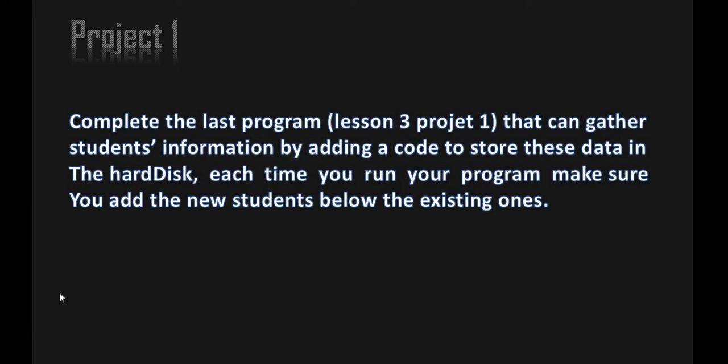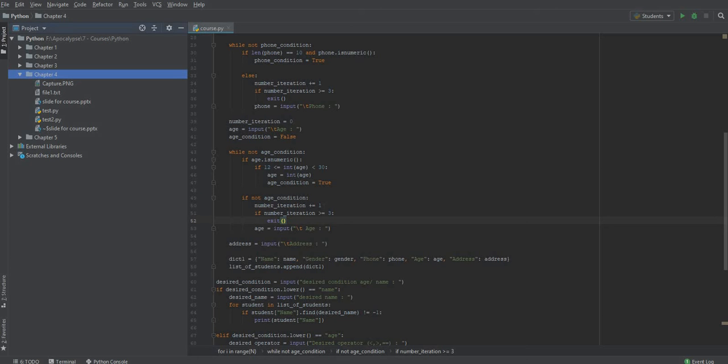Today we're gonna try to make a solution for the first project that we talked about in the last lesson, right? In this project we have to complete the program of the lesson tray, a program that can gather the students' information. Today we're gonna add the lines of code to store this data on the hard disk, right? And we need to make sure that each time we run the program we don't overwrite the whole file, but add the new students below the existing ones. So let's get started and try to code this time.